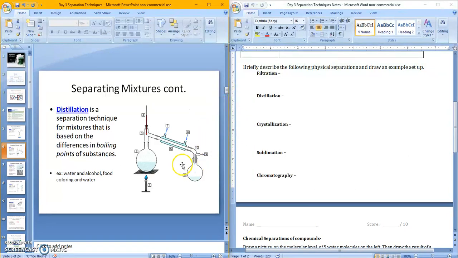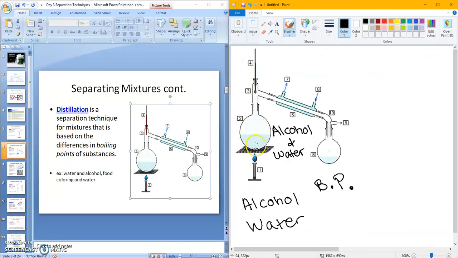Okay? So this little contraption right here allows us to separate two different liquids based on boiling points. So let's say that in this container right here, I have alcohol mixed with water. You guys have isopropyl alcohol at home. You use it to clean wounds. And so they're both clear. Isopropyl alcohol is clear. Water is clear. So you can't really tell that there's a mixture there at all.